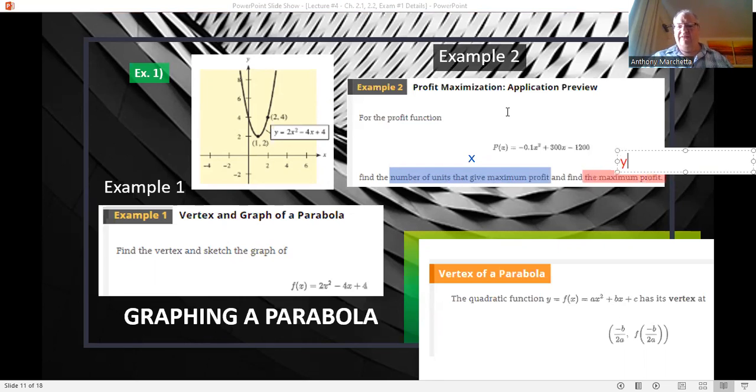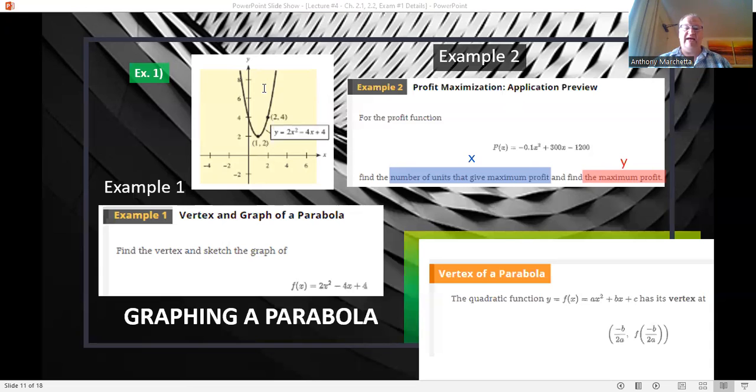So in code, they're saying, please find the vertex, right? And it's important that you remember what X is. X is always the number of units. And this is the profit function. So what will Y represent at that point of the maximum? Y will represent the maximum profit. So what we're going to do is go ahead and graph this, and then we're going to see where the vertex is, and we're going to use that for our solutions.